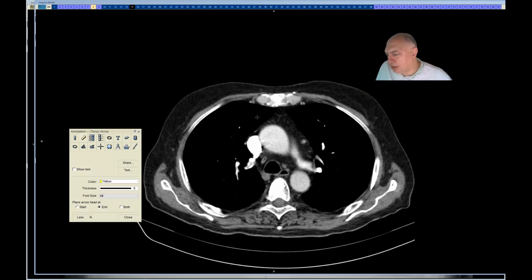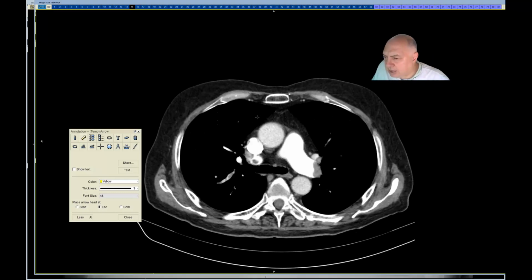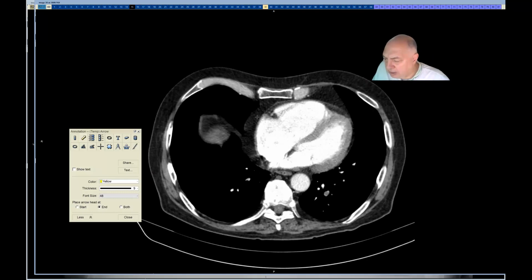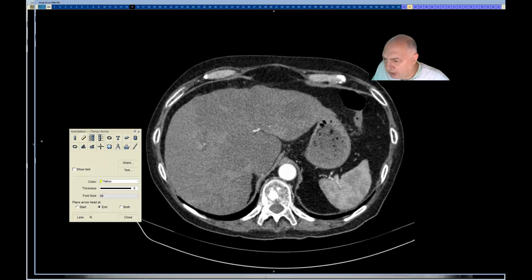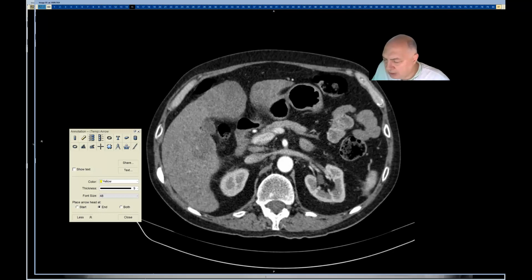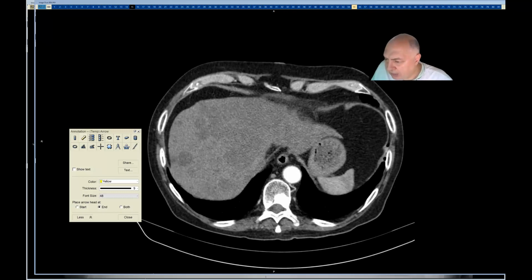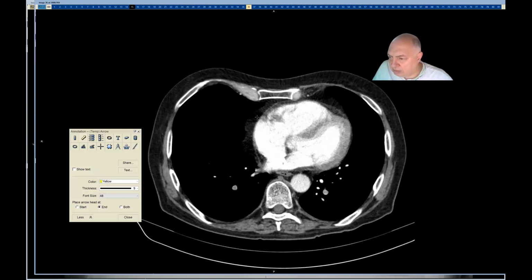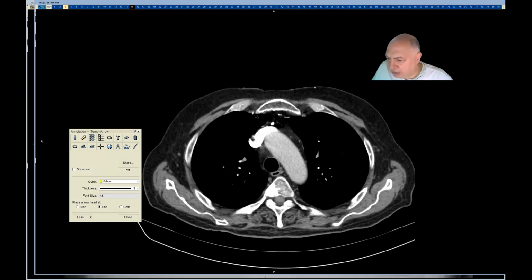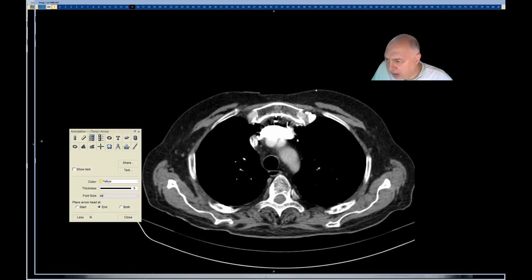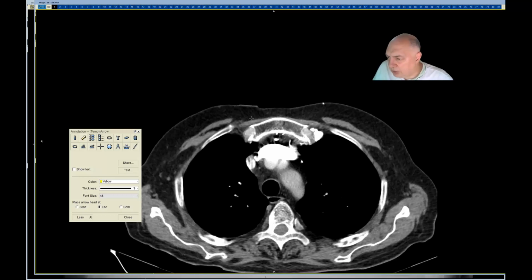So just have a few seconds to look at the CT before I tell you what the findings are. Don't forget to look at the whole of the CT, because you need to put all the bits together. Okay, so I'm going to show the abnormalities now.